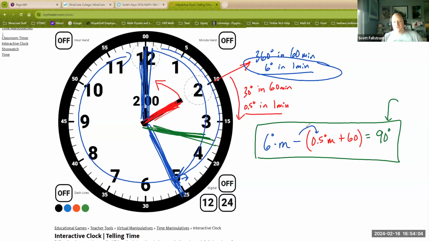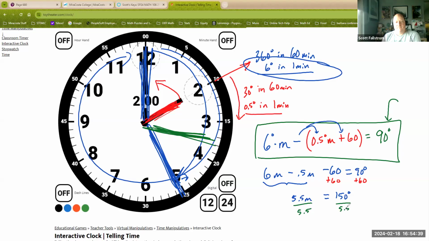So I do have to kind of distribute a little algebra here. So 6m minus 0.5m minus 60, that has to equal 90. So I'll combine my like terms and I'll bring the 60 to the other side by adding 60 to both sides. And let's see what we end up with here. So 6 minus 0.5 gives me 5.5m equals 150 degrees. And then just divide, this is just the algebra, right? Divide by 5.5, and there is m. And that is how you do it.